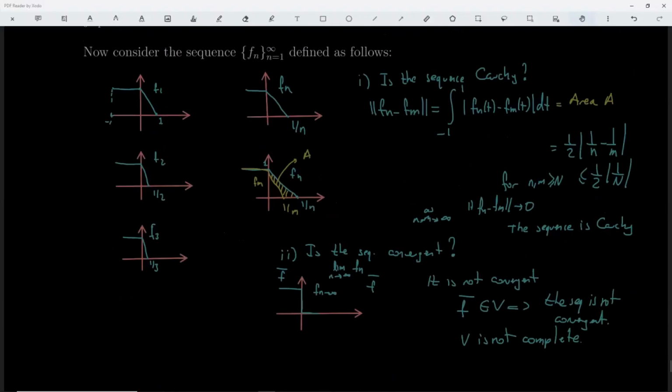So in this case, we find all the elements in the sequence as n goes to infinity are getting closer and closer to that f bar over here. But another condition is that the f bar value should be in our vector space. If that f bar value is not in our vector space, then the sequence is not convergent. So what they converge to at the end is outside our vector space. Therefore, the vector space is not complete.